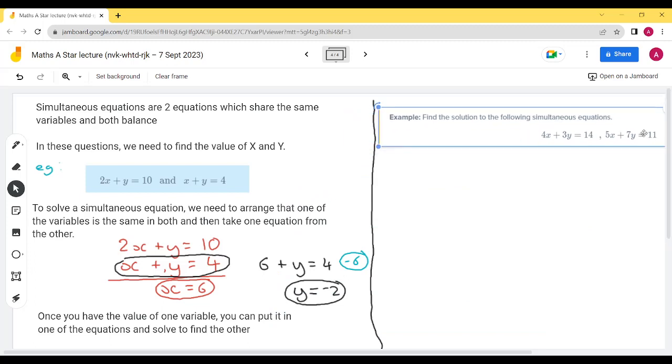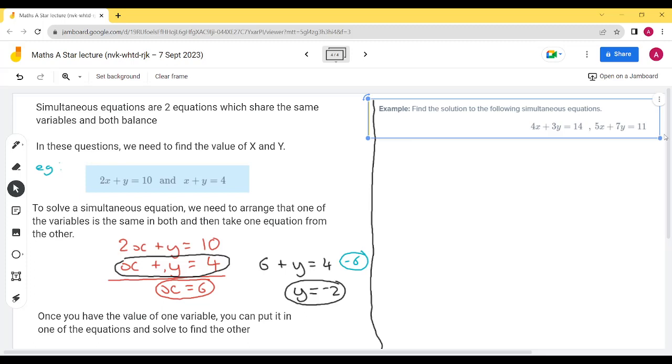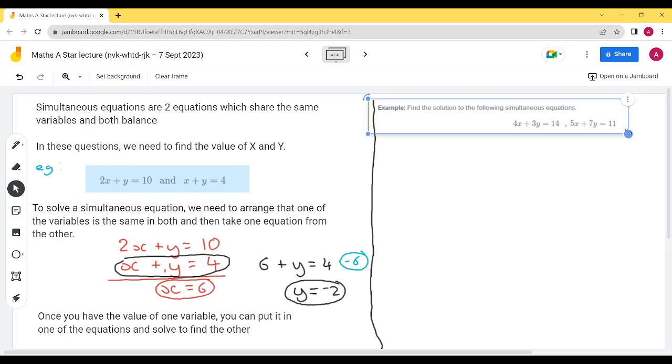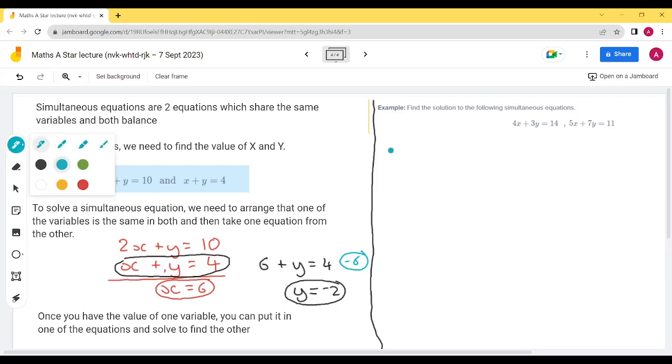So we've got: find the solution to the following simultaneous equations. Now we've got 4x plus 3y equals 14, 5x plus 7y equals 11. So we're still going to write them one on top of the other as we did before. And so I'd always present these. We've got 4x plus 3y equals 14. And then we've got 5x plus 7y equals 11.